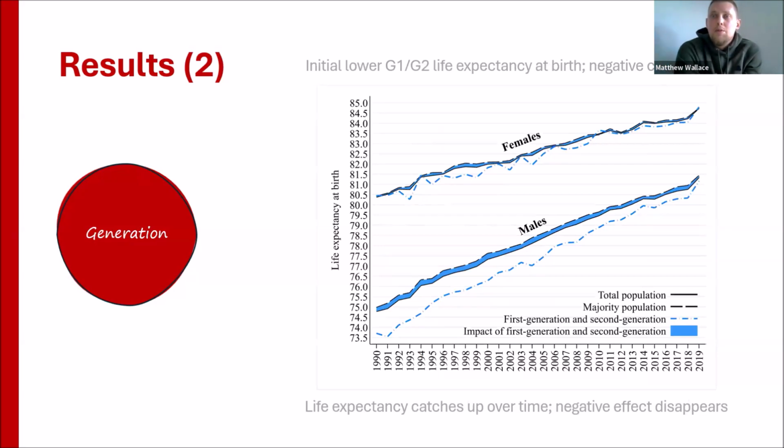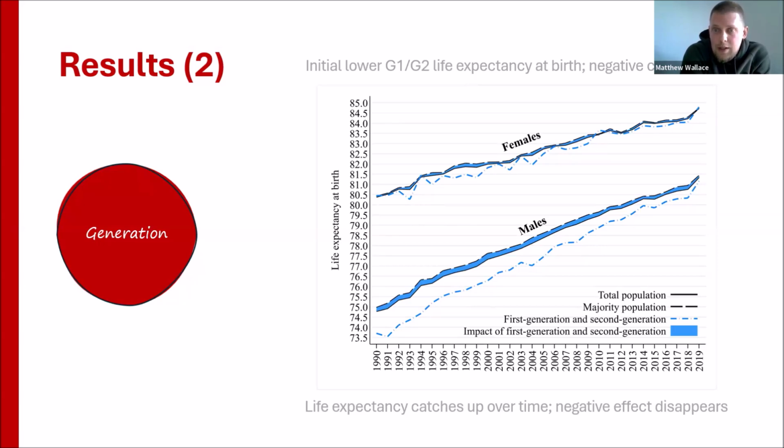So here I'm showing you some life expectancies. On the horizontal axis, we have life expectancy at birth, and on the vertical axis, we have our years. The total resident population is a solid black line. The majority population is a dashed black line. And the first and second generation combined, migrants and their children combined at this point, are this blue dash-dotted line. The blue shaded area represents the impact of the first and second generation.